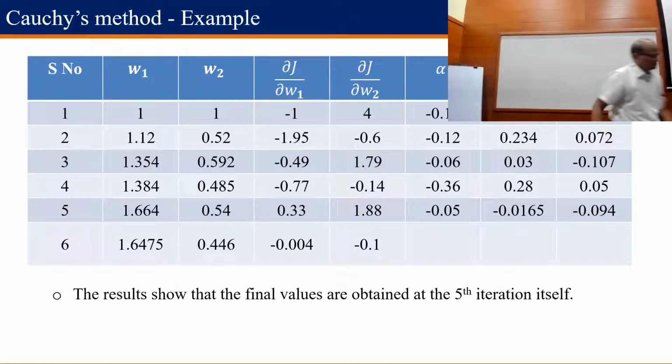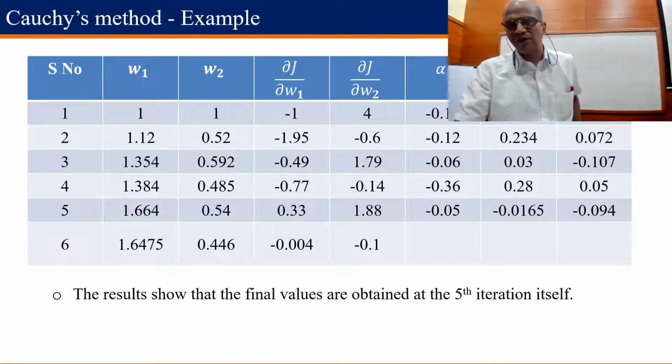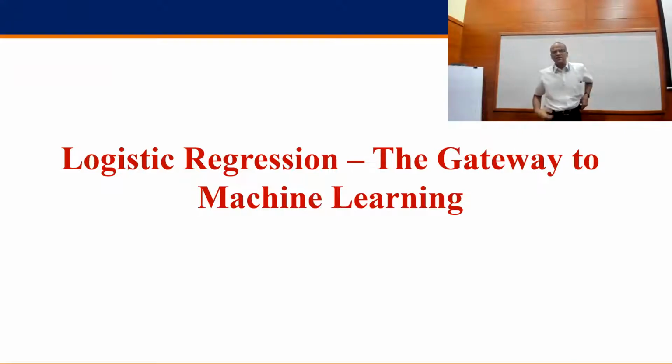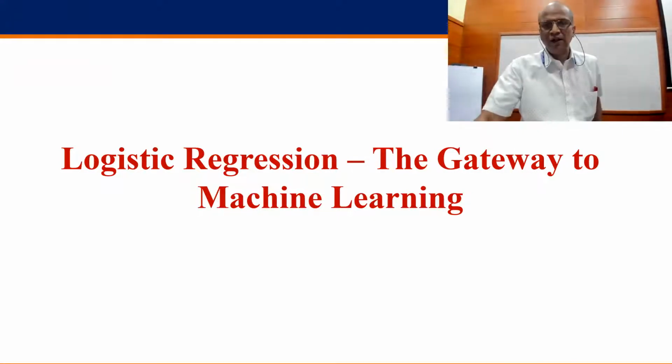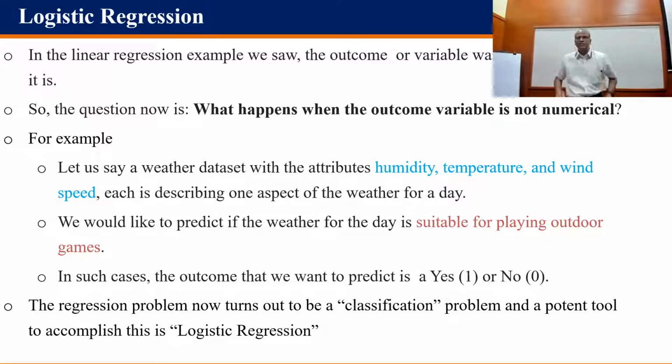Okay, so let's go to the next one, logistic regression. Logistic regression is the gateway to machine learning. Now, in linear regression, we saw that the outcome variable was numerical, as often it is. Now the question is, what happens when the outcome variable is not numerical? Example, crossing the road. The outcome is basically I either cross the road or I don't. I cross the road, 1. I don't cross the road, 0.